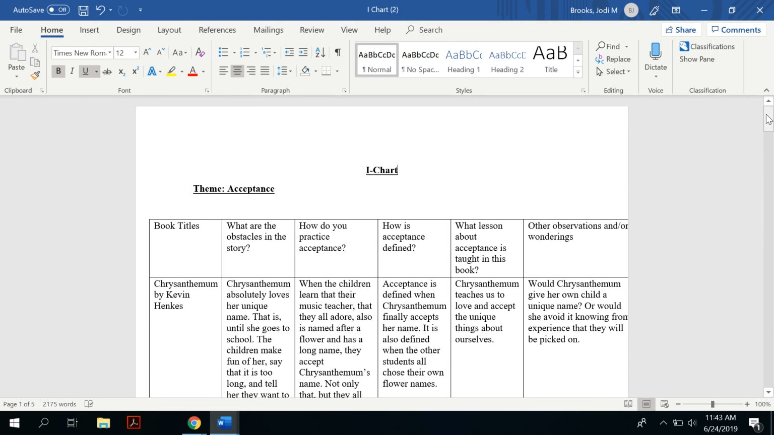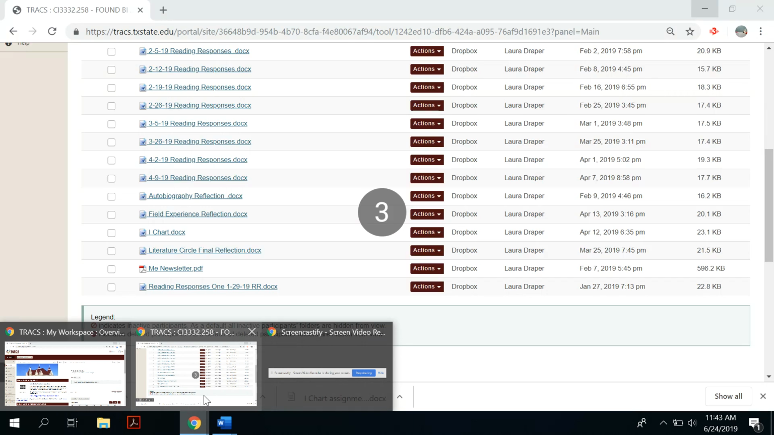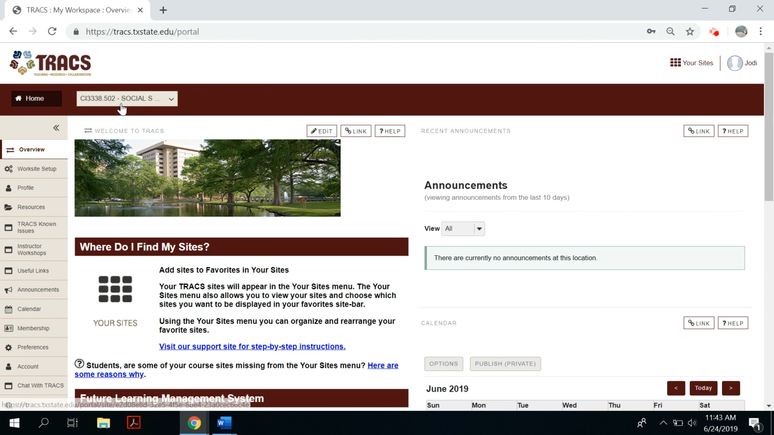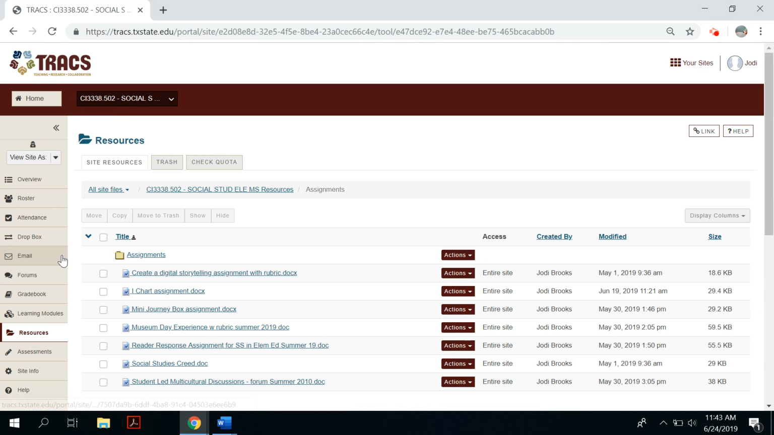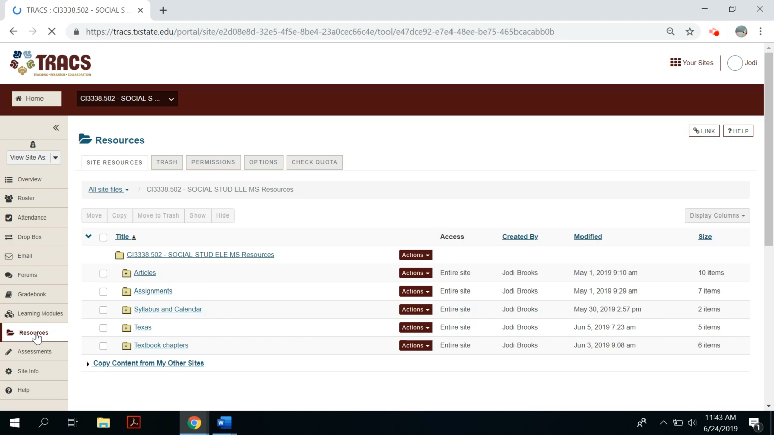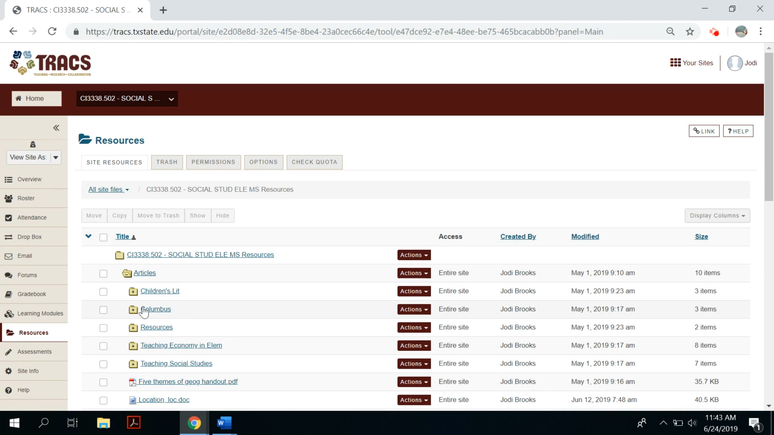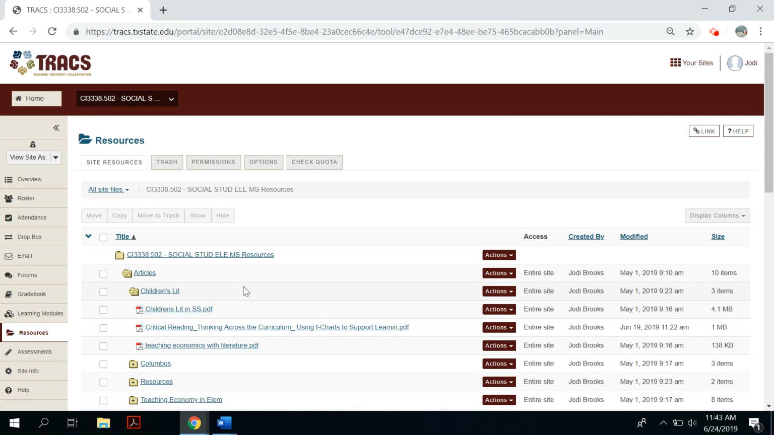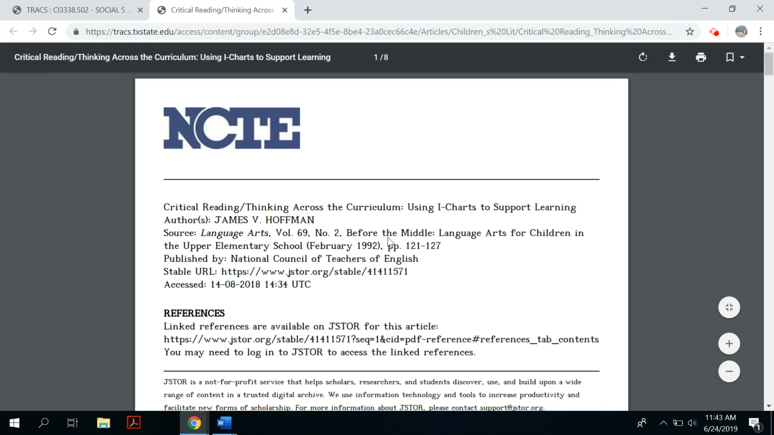Hopefully this will be helpful to you so that you can get started thinking about what you want to do your iChart over. Last thing, there is also an article about this topic specifically that I would like for you to read before tomorrow. It is also under resources, under articles, and it is under the Children's Literature tab. And we're looking for critical reading thinking across the curriculum using iCharts to support learning. Just click on that, read through this article.